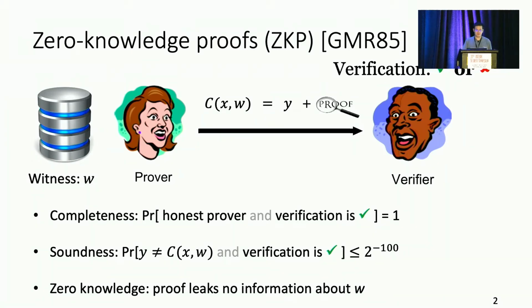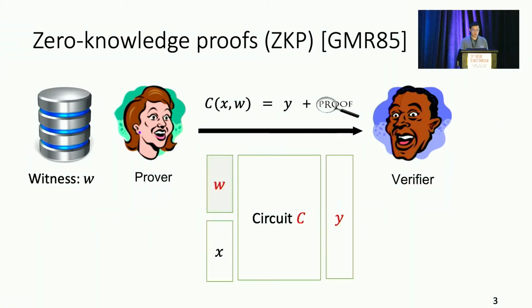And there are many applications of zero-knowledge proofs. For example, we can use zero-knowledge proofs to create anonymous payment on blockchain. Also, we can use zero-knowledge proofs to build the zk-rollup protocol, which can be treated as one solution for blockchain scalability. And in most of the ZKP protocols, they just model the function C using a circuit. So as you can see here, the x and w are the input of the circuit, and y is the output of the circuit C.